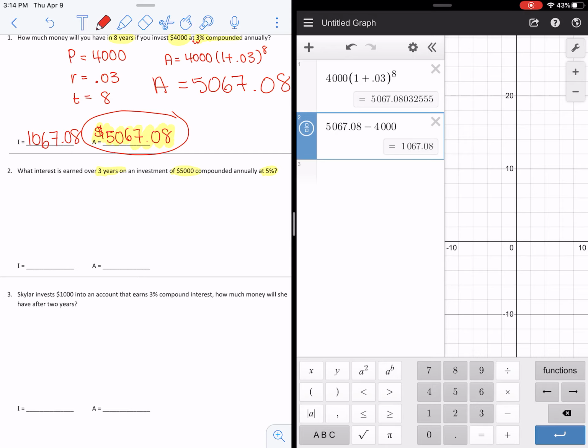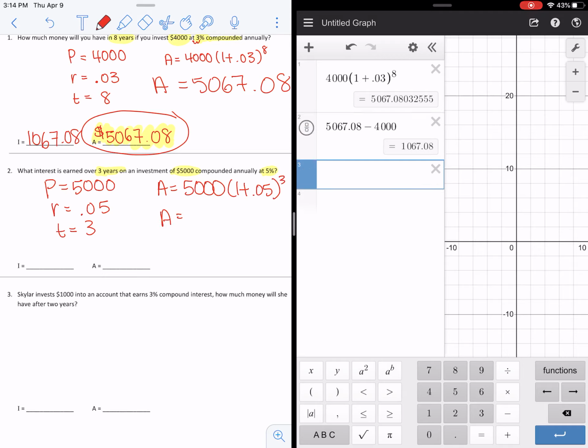So the same thing here. We know that the P is going to be 5,000. The R is going to be 0.05. T is going to be 3. And then I'm just going to plug it into our formula. And we know that it's going to be 0.05 to the 3rd power. And then if we just plug that into our calculator, I'm going to go to the next row. 5,000 parentheses 1 plus 0.05 to the 3rd power. And that gives you $5,788.13. And that's going to go right over here.